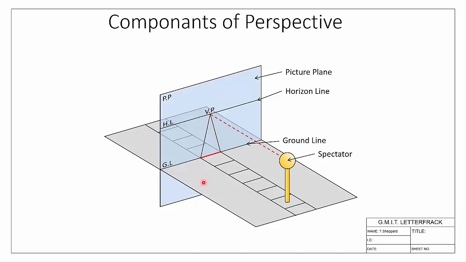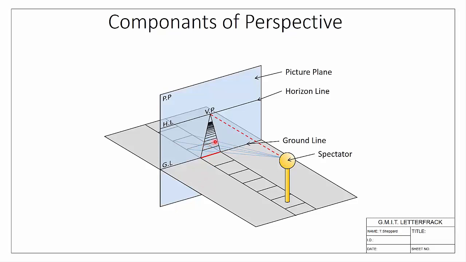If we want to find the individual sleepers, what we do is we're able to take each of the points, so left and right, and we bring them back to our spectator, so back to a single point like so, and where those projection lines cross the picture plane gives us the image of the sleeper. So there's our first sleeper, you can see. Do the same for each of our sleepers, and where they cross the picture plane gives us the representation of it.